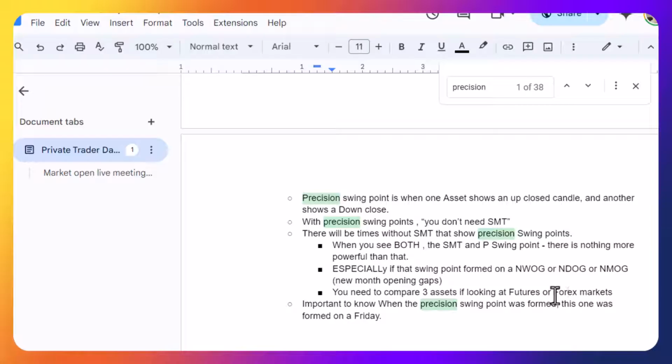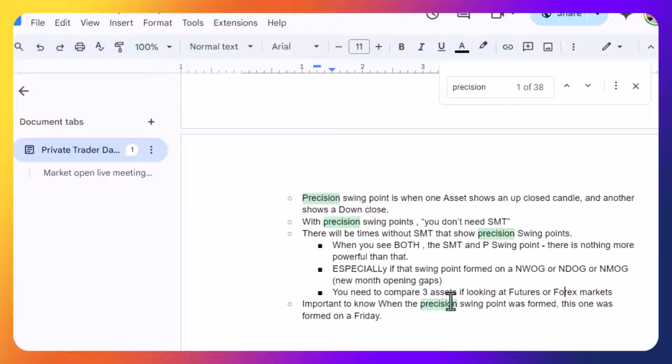A more powerful precision swing point, or SMT, is going to be when it's between ES and NQ. But sometimes if you don't see it there, you might be able to compare the Dow or YM and see the change presenting itself there when comparing, say, the Dow versus NQ.